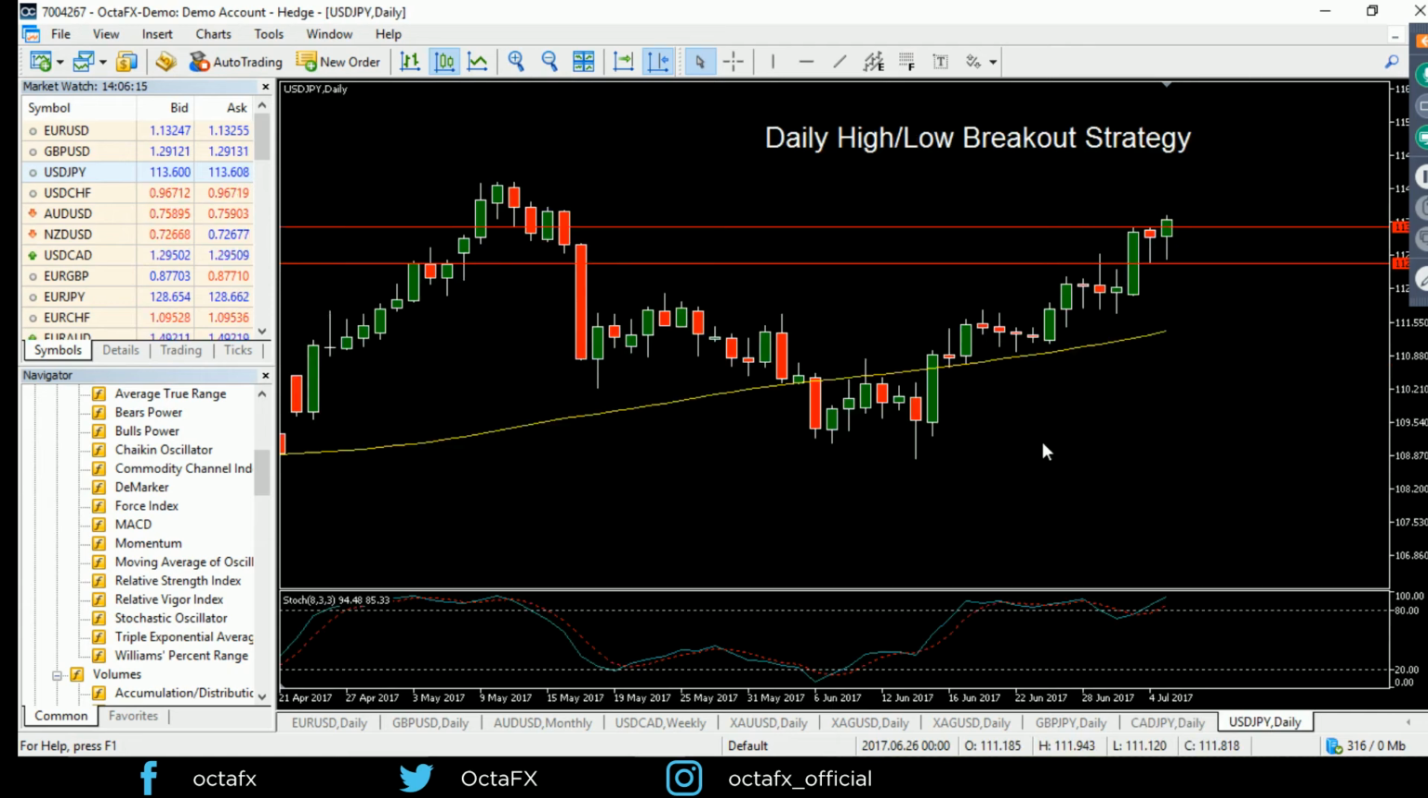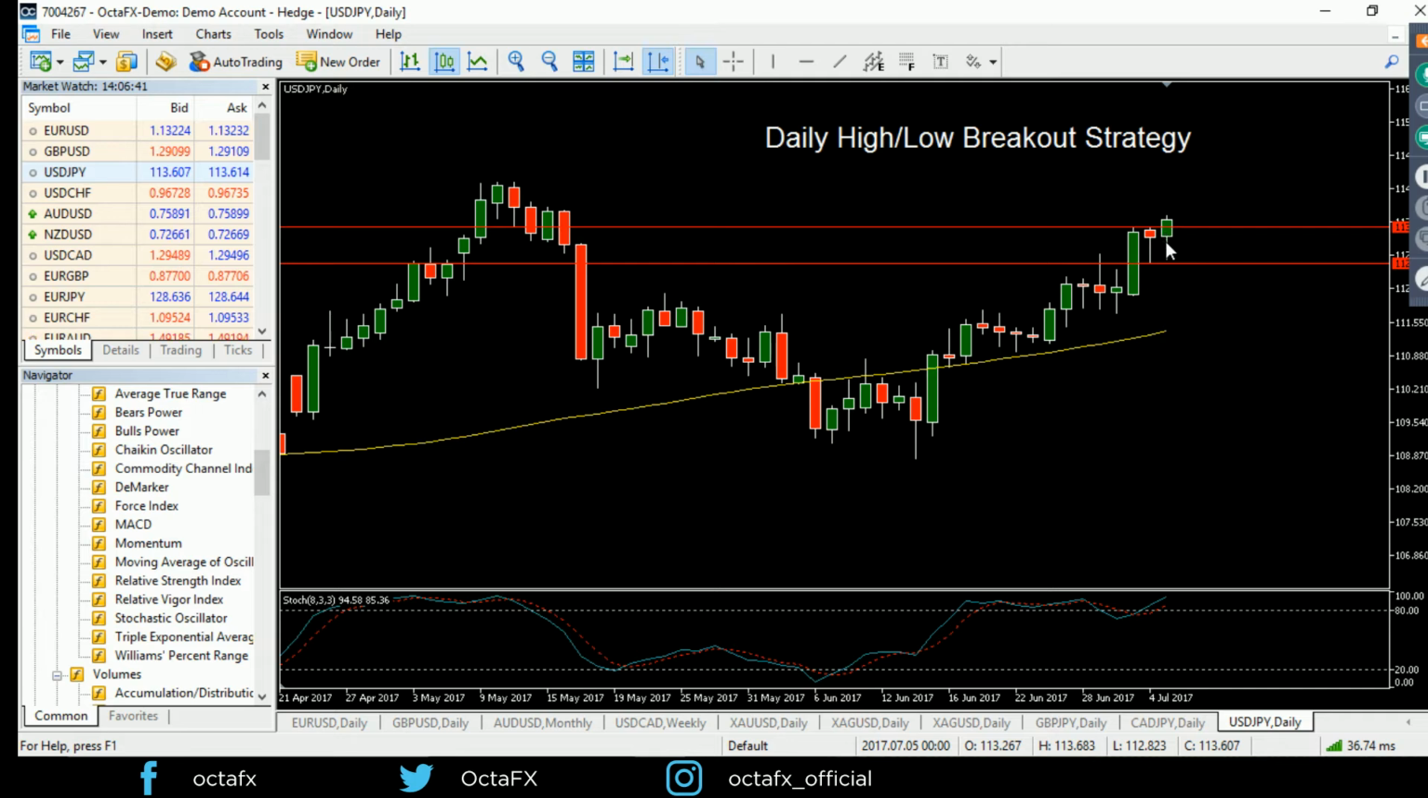on the charts. Okay, so let's take a look at our daily high-low breakout strategy. We're looking at dollar yen here and we're on the daily chart. So with this strategy we wanted to look at the prior day. So here's our prior day, here's the high and the low, and so what you would have done to get set up with this strategy would be to put a buy stop above the market here and a sell stop below the market here to get started with.